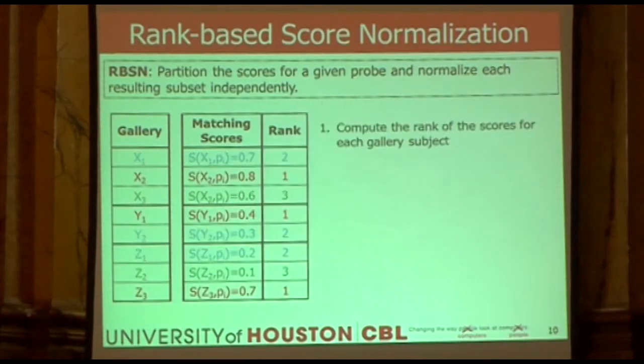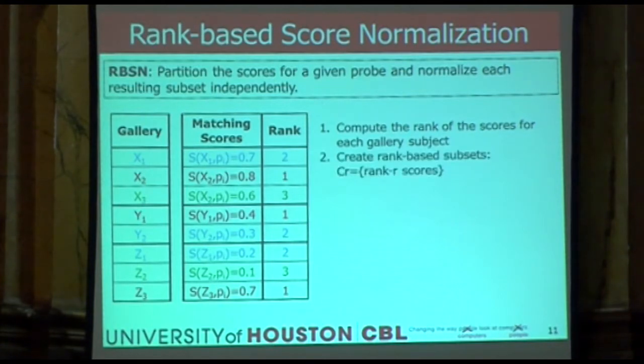This is the first step. The second step is to compute the rank, but for each subject independently. So what we do is the following. Among the scores for X, we compute the ranks of the obtained scores. Therefore, 0.8 is ranked first for X, and 0.7 is ranked second for X. And we do the same for each subject in our gallery independently.